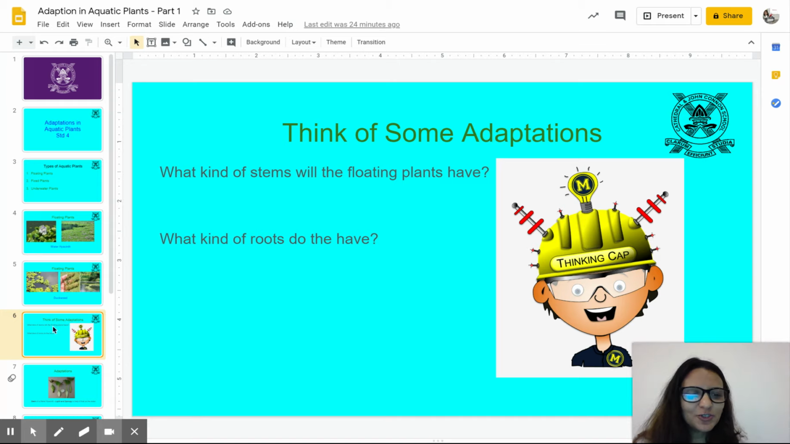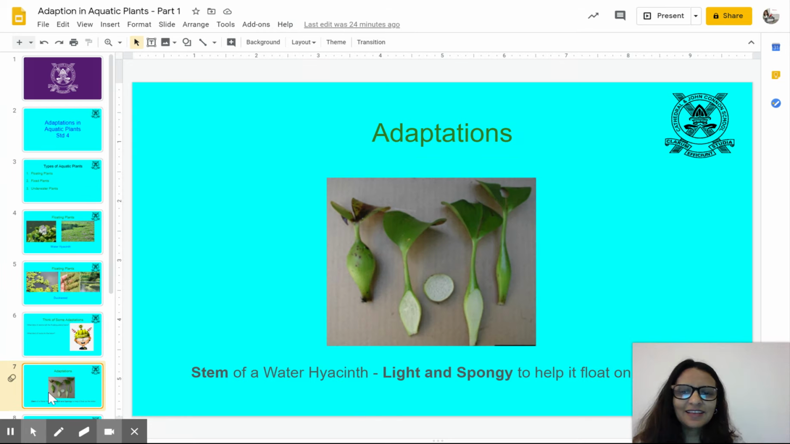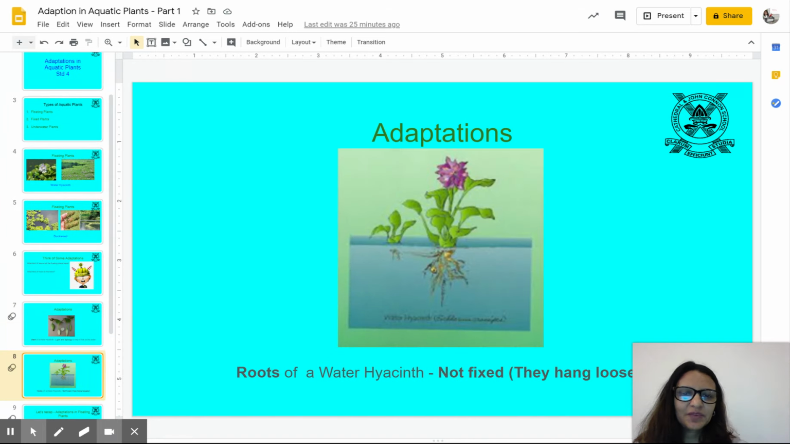I'm going to show you a picture now of the stem of the water hyacinth. Here, it's light and spongy. See the stem right here? Very, very light and spongy. And this helps it to float on the water. The roots, as we already saw, were hanging loosely. They are not fixed. They hang loosely.